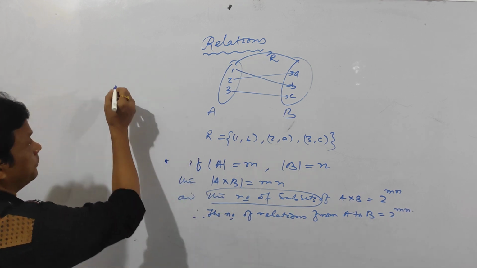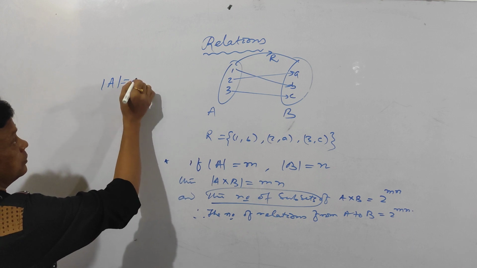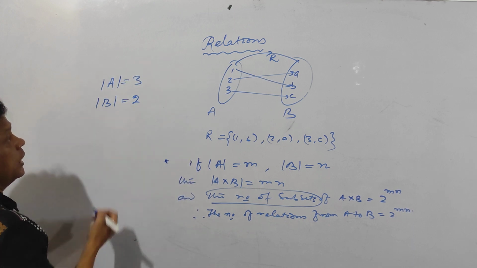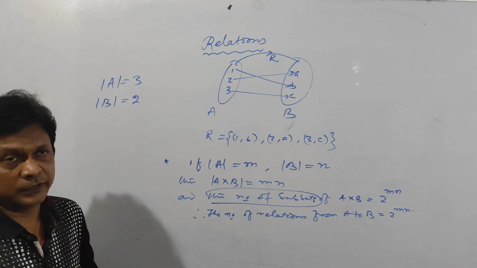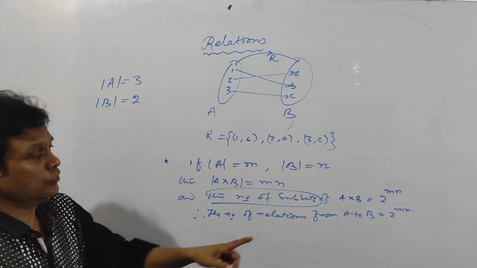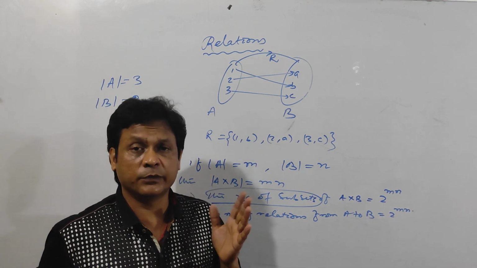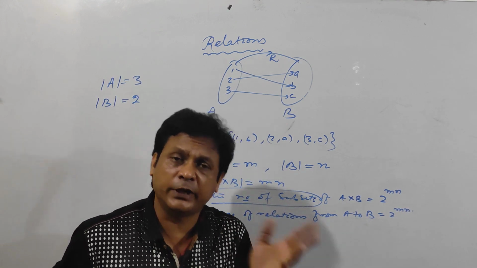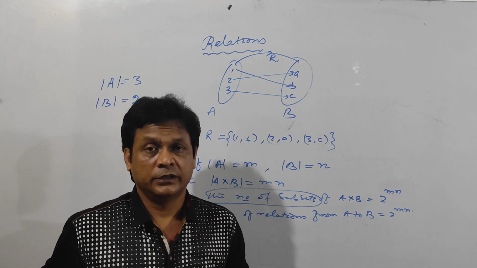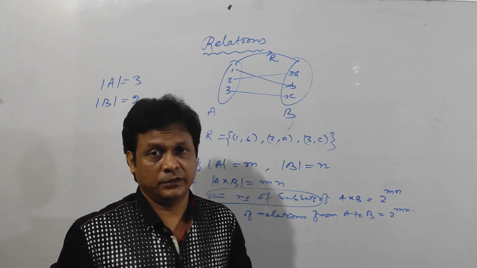If the cardinality of A is equal to 3 and the cardinality of B is equal to 2, then how many relations can you form? This is m, this is n. So m into n is 6. So 2 to the power 6. It is the number of relations from A to B or from B to A. Not from A to B only, it is also from B to A. Clear?